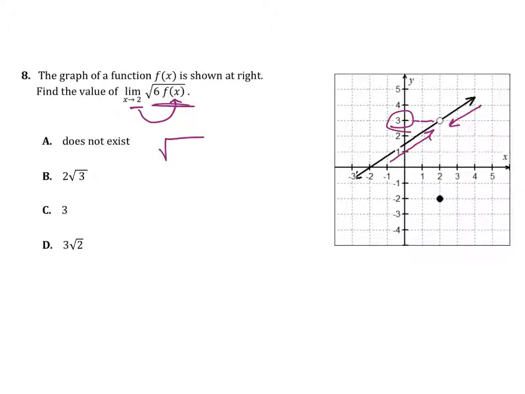So this is going to be the square root of 6 times 3, and that's going to give me the square root of 18. And then that will simplify down. Remember, you would break that apart to 9 times 2. So that's going to be 3 times the square root of 2.